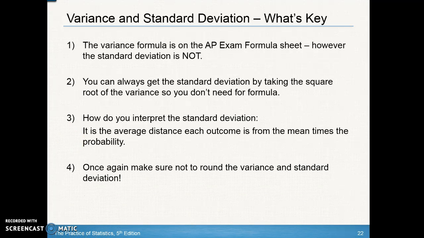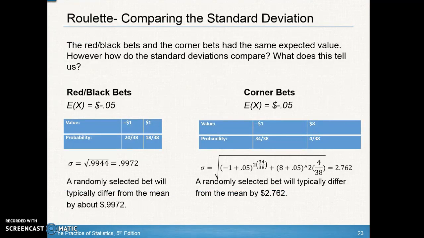So to interpret it, we're going to say the average distance from the expected value is blank. So the same way that we interpreted it before. If we were to do a roulette roll over and over and over again, the average distance from the expected winnings of losing 5 cents is $1. Once again, make sure that you don't round the variance and the standard deviation because that does sort of change your answers and the probabilities. The variance and the standard deviation came from specific probabilities, so you don't want to round them.